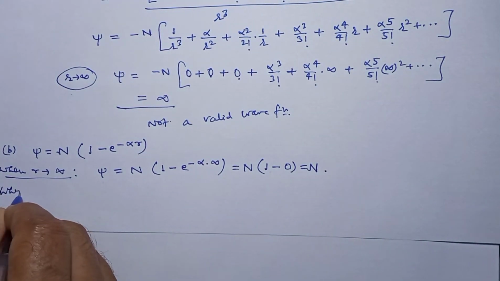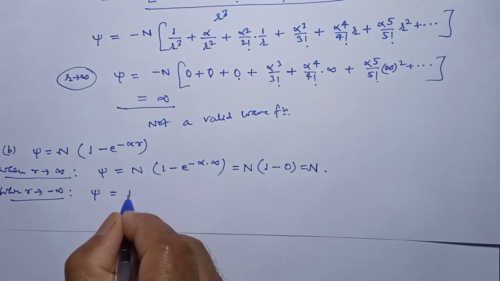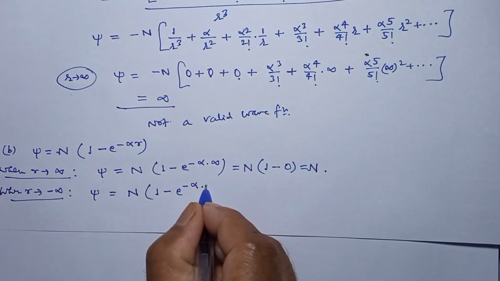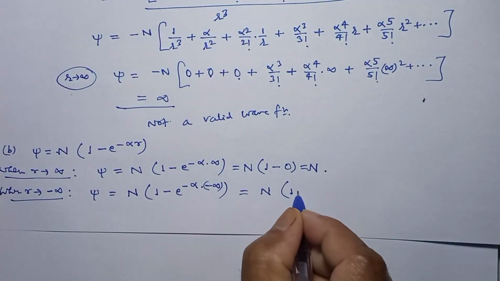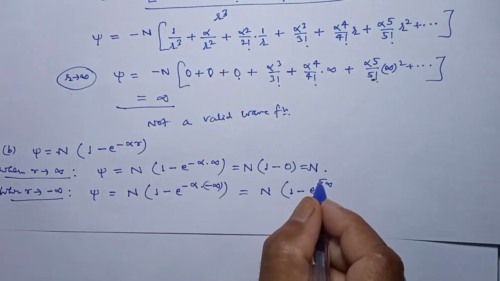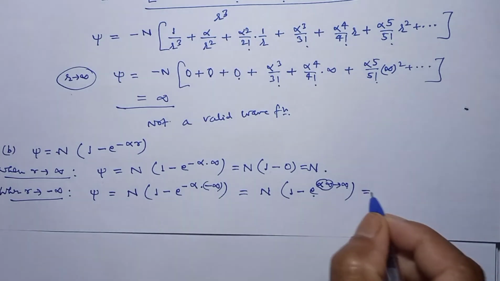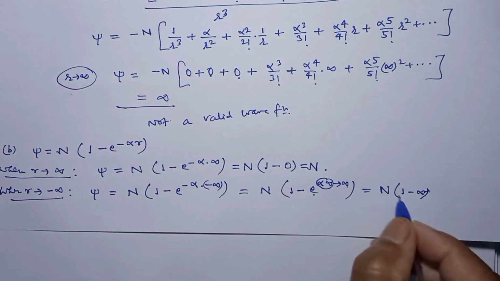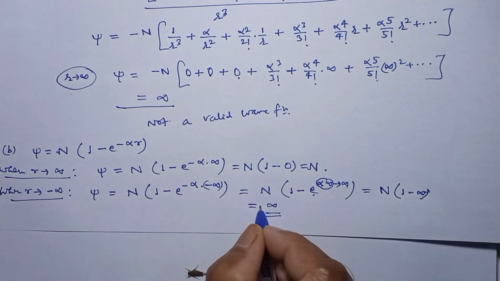And when r tends to minus infinity, wave function psi becomes N times (1 minus e raised to minus alpha multiplied by minus infinity). So it is N times (1 minus e raised to plus alpha times infinity). And e raised to infinity is infinity. So it becomes N times (1 minus infinity), so it is minus infinity times N. So it is minus infinity.